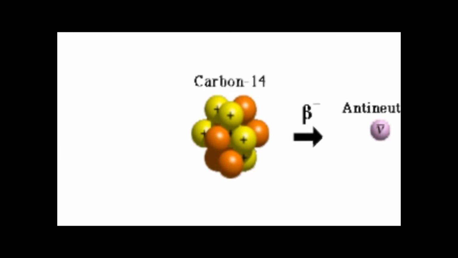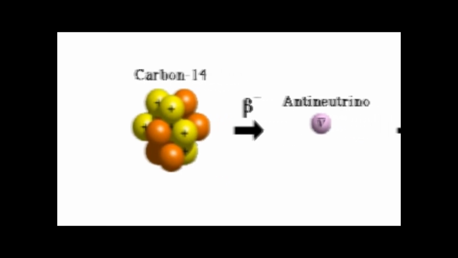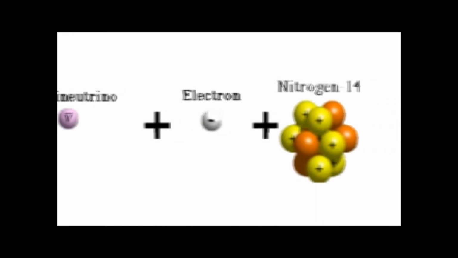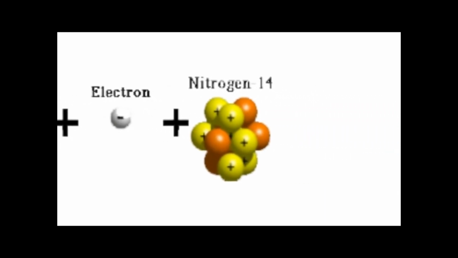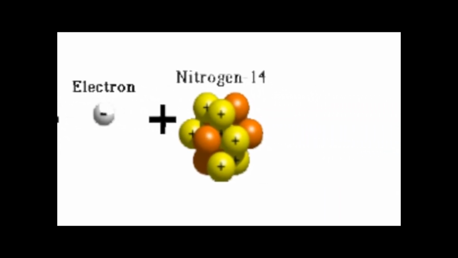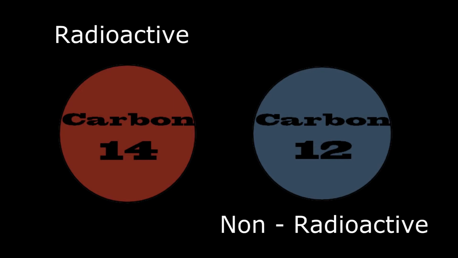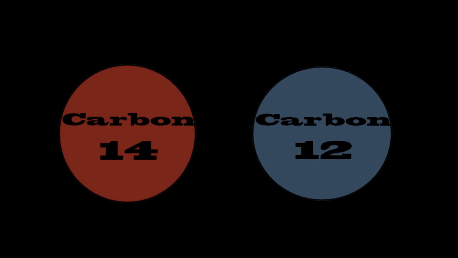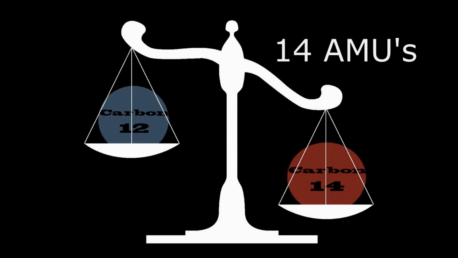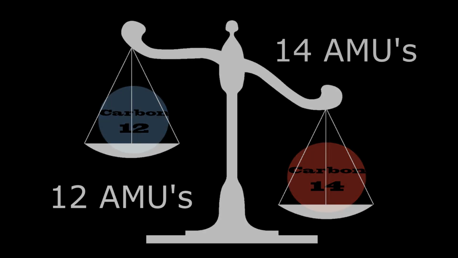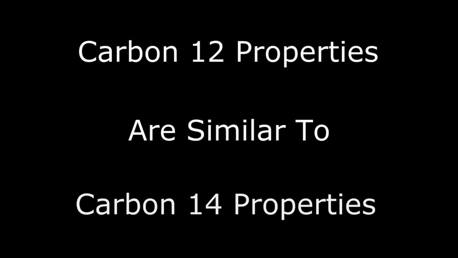It goes through a radioactive beta decay by emitting an electron and an electron antineutrino. One of the neutrons in the carbon-14 atoms decays to a proton, and the carbon-14 decays into a stable, non-radioactive isotope, nitrogen-14. Other than the fact that carbon-14 is radioactive and its mass is 14 AMU compared to 12 AMU, carbon-14 doesn't differ too much from regular old carbon.